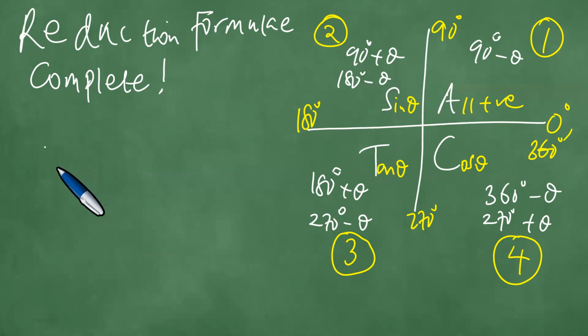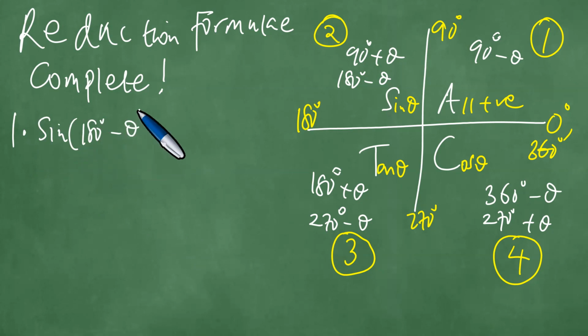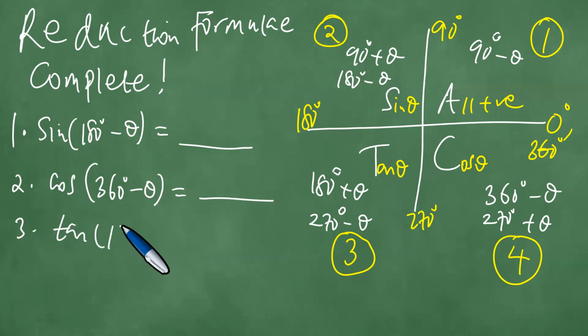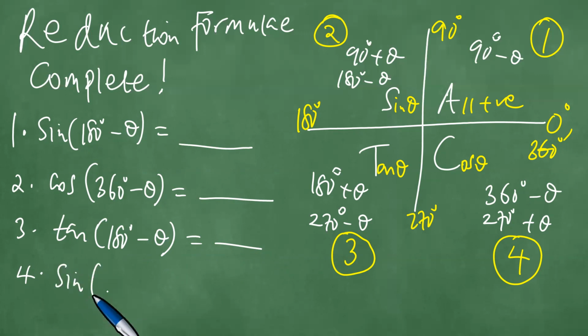Okay, so let's look at the first one. We can give you the sine of 180 degrees minus theta. What is the answer? Number two, the cosine of 360 degrees minus theta. Number three, the tangent of 180 degrees minus theta. Number four, the sine of 90 degrees minus theta. Right, so let's play here. The game here is the game of completion. I'm going to go around lots of functions here.